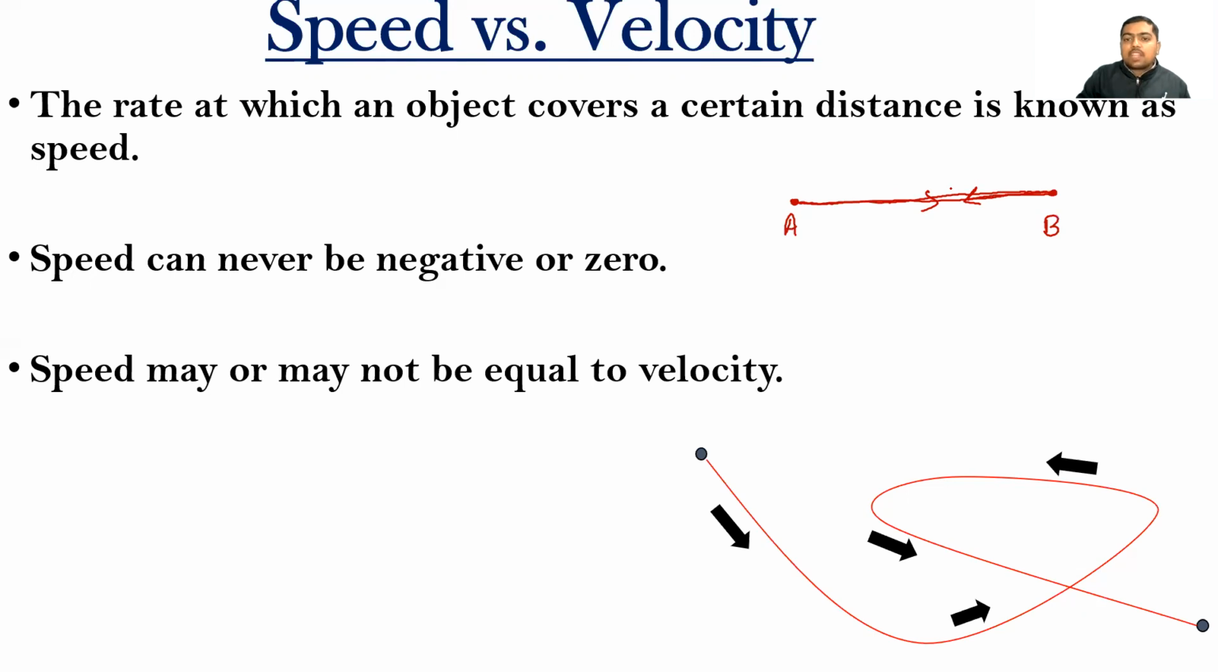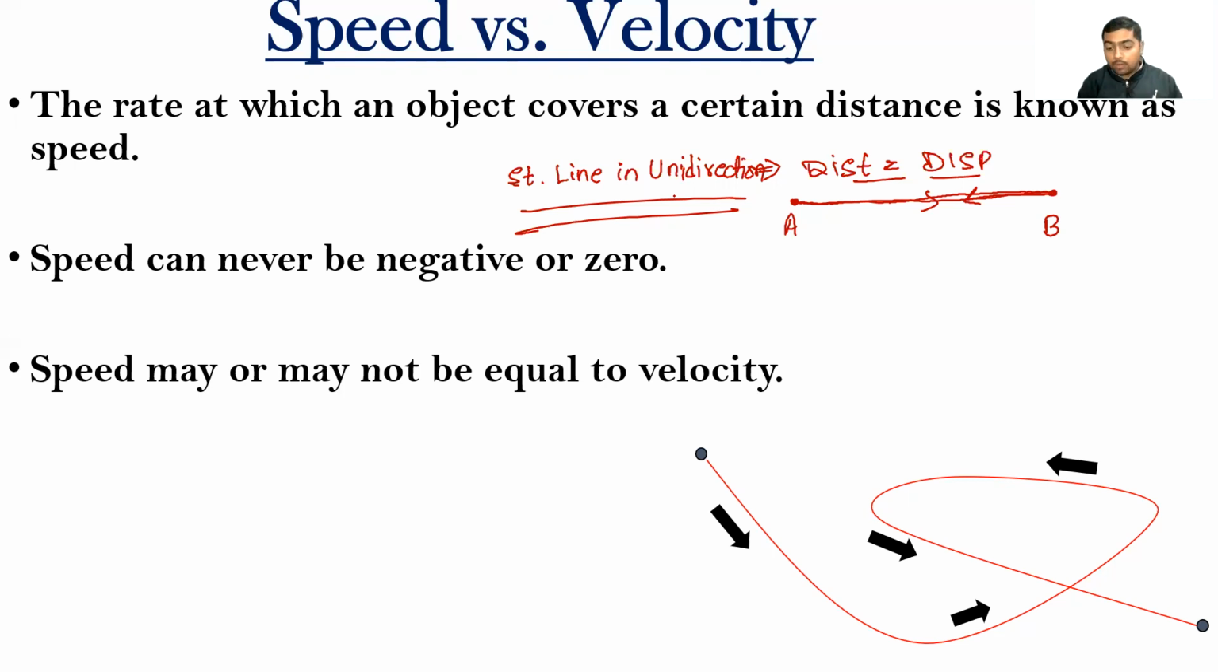So what can we add? We say that when we are moving in a unidirectional straight line path, then distance becomes equal to displacement. Okay, when distance becomes equal to displacement, we are moving in a straight line in a unidirectional path. When we are moving in one direction along a straight line path, then distance equals displacement, and then speed equals velocity.